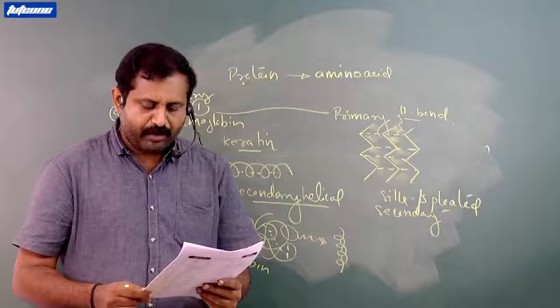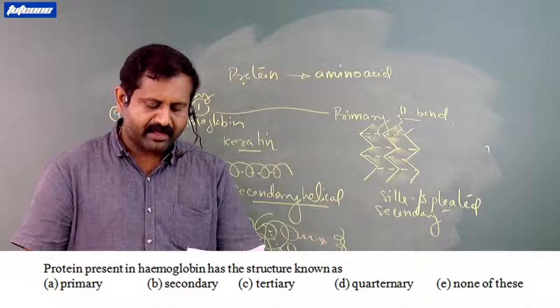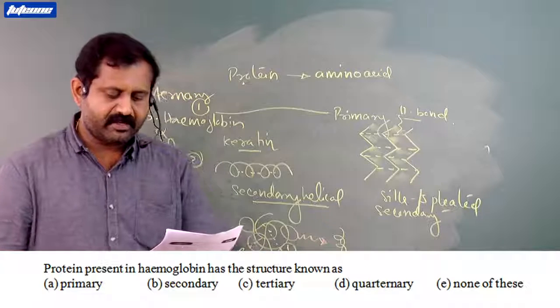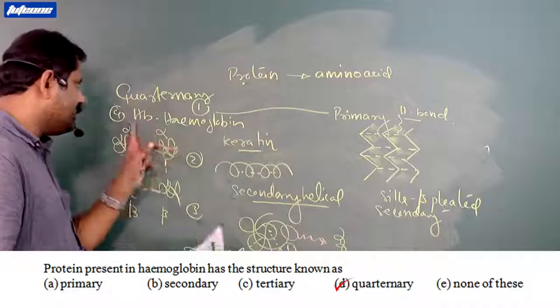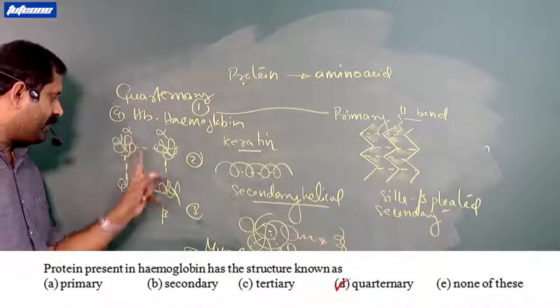So let us watch the question. Protein present in hemoglobin has the structure known as primary, secondary, tertiary, quaternary, none of these. Our answer is D option, quaternary. This is the quaternary structure. Two alpha, two beta.